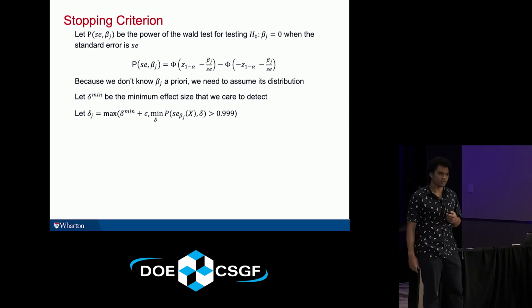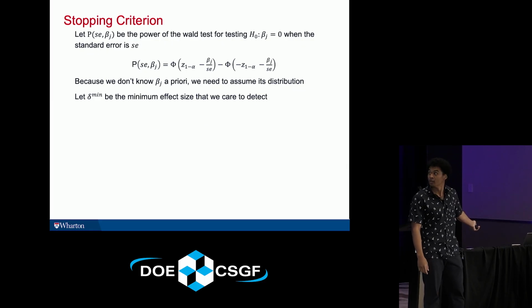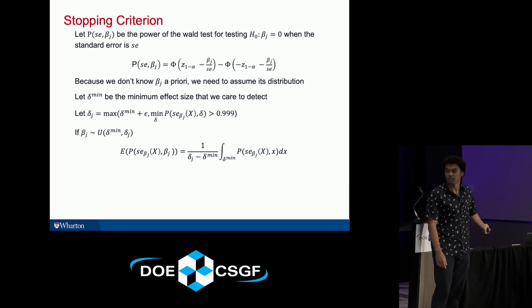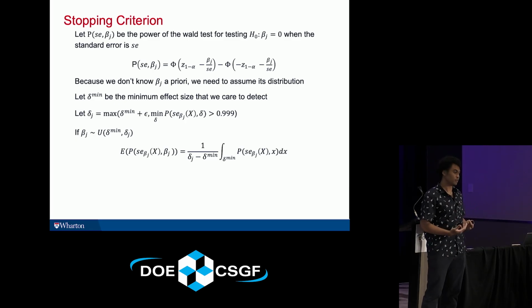The second is this delta J. And delta J is based on the power on your full data set. It's going to be the largest effect size that your full data set cannot detect with power, basically 1. And we're going to assume that beta J is uniform on this interval, which allows us to calculate the expected value of its power.